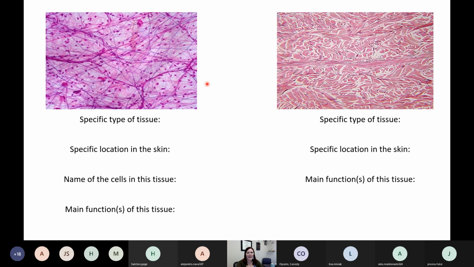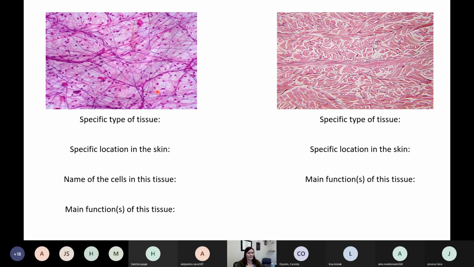Do we happen to remember from lab? What's the name of my special kind of cells that are really good at building proteins or building fibers? Yeah, a couple of us chiming in. The name of these cells, these purple spots that are inside of here, these are fibroblasts, fiber builders.